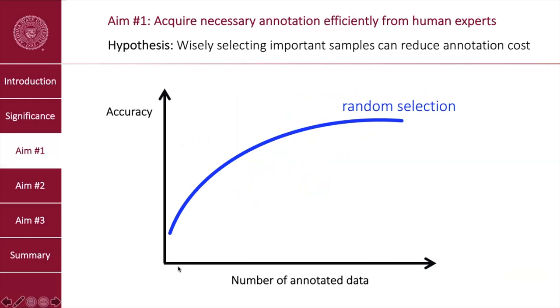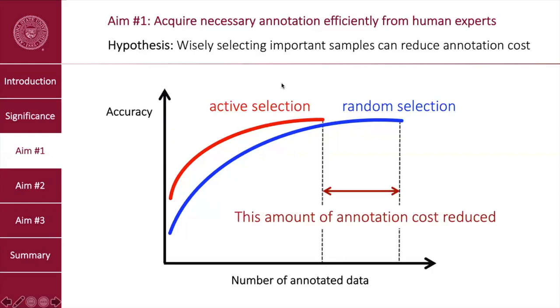Here, as the amount of annotated data increases, the deep neural network accuracy will also increase. That's why we want so much data, right? But on the other hand, if we always consider the most important patient to be labeled first, we call it active selection. Active selection will quickly achieve comparable performance with a lower number of annotated data. Therefore, we hypothesize that wisely or actively selecting the important cases can reduce not only the number of required annotated data, but also the cost of annotation dramatically.